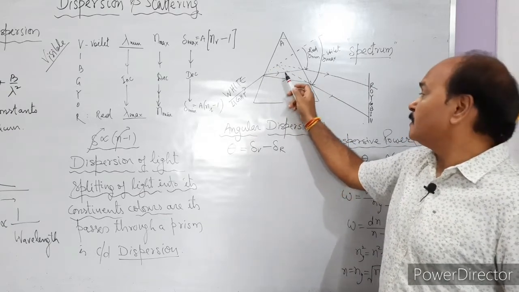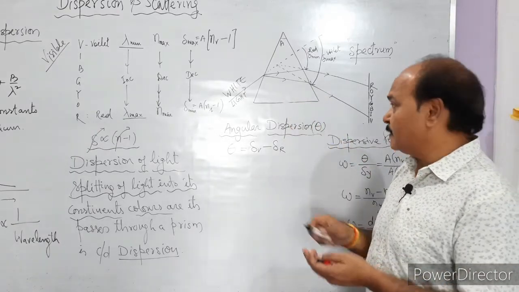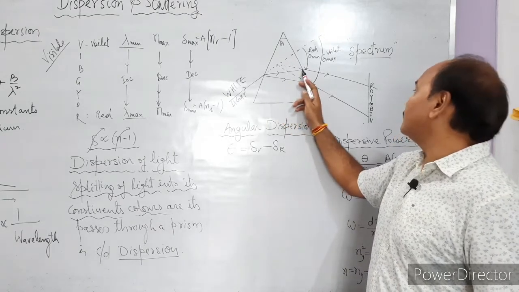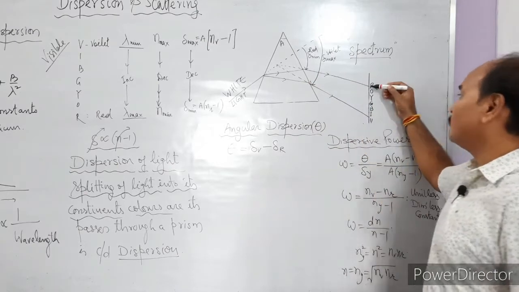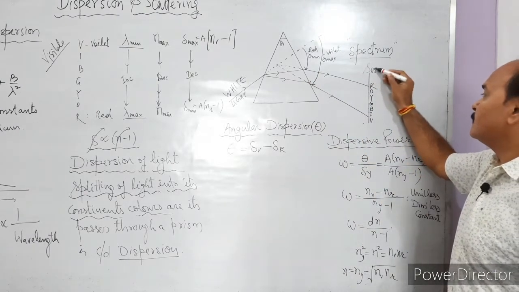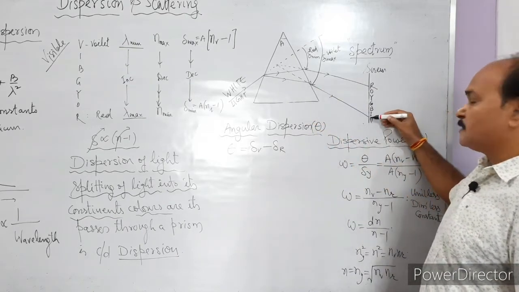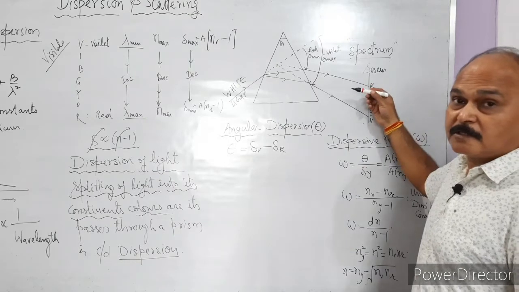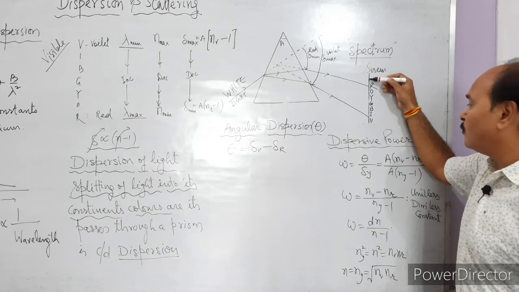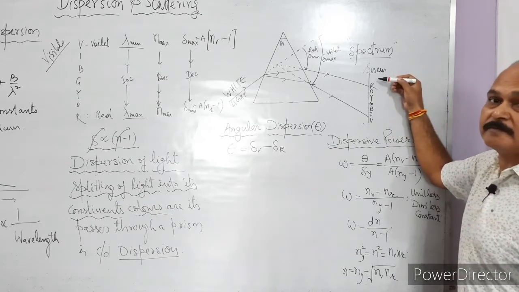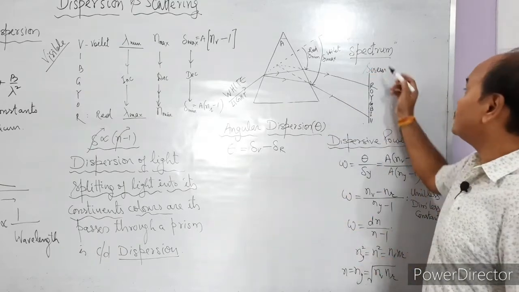I have made here just the extreme colors so that the diagram remains very simple. It is not complicated. So this is the red color and this one is the violet color. This red color emerges out like this and falls here over the screen. This is the screen. And this is your violet color. It comes out here and falls here. The rest of the colors, indigo, blue, green, yellow, orange, they all fall over the screen in this order. And this pattern of 7 colors is called a spectrum.